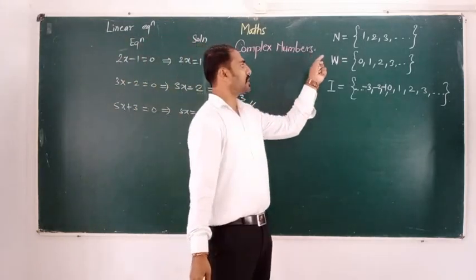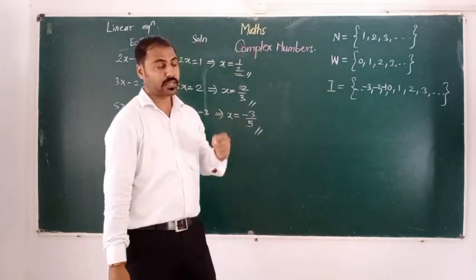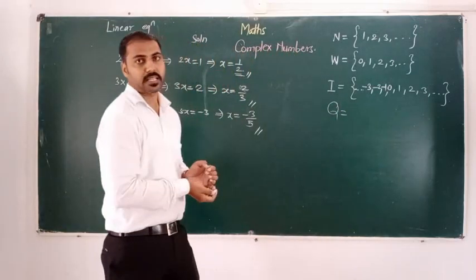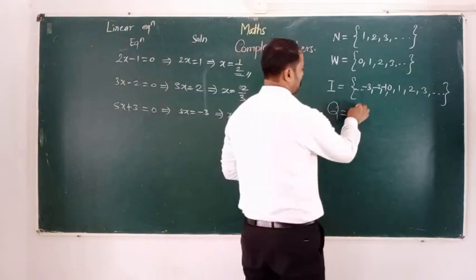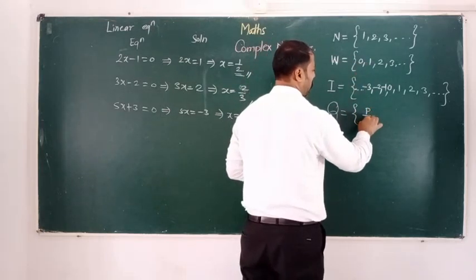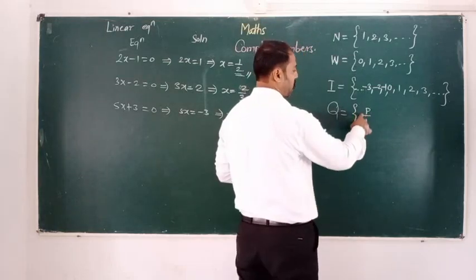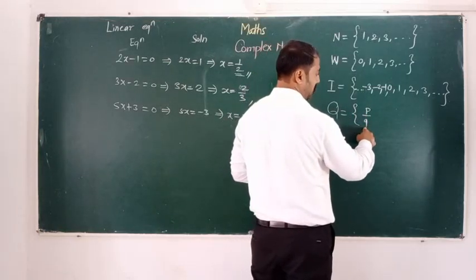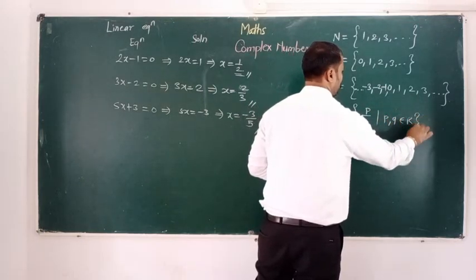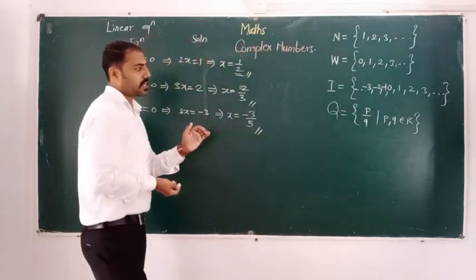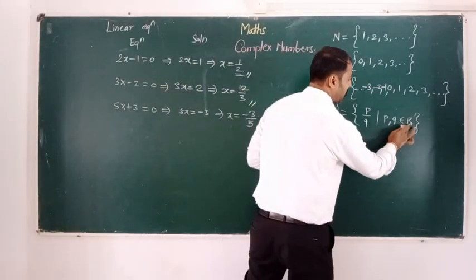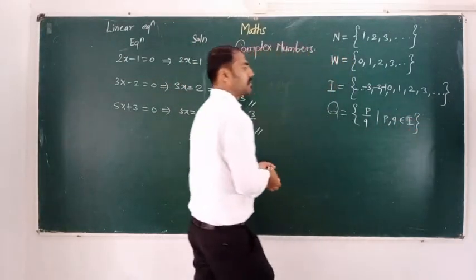These numbers are not in natural numbers, whole numbers, and integers. So they introduce a new set, which is called as set of rational numbers. This set of rational numbers is written in the form: set of all numbers which is in the form p upon q, such that p comma q belongs to Z, a set of integers.